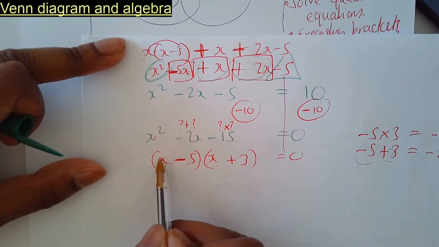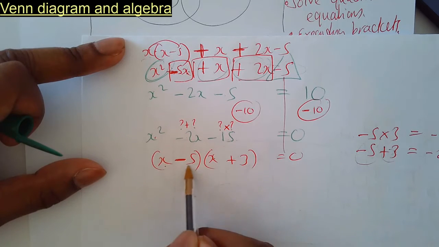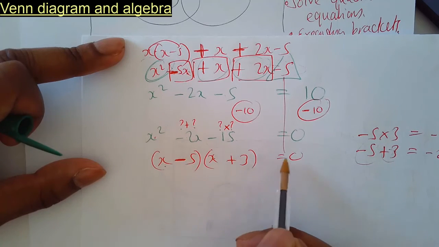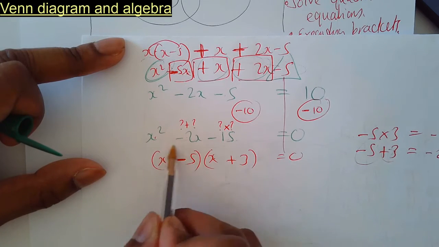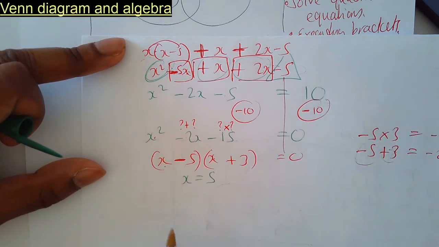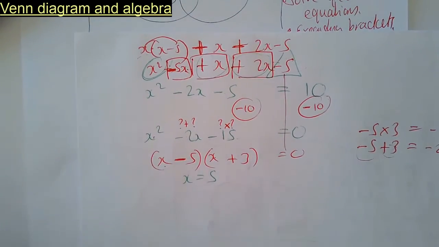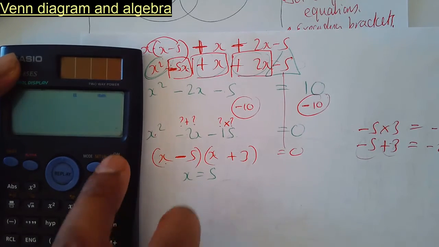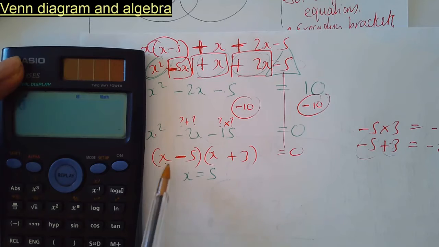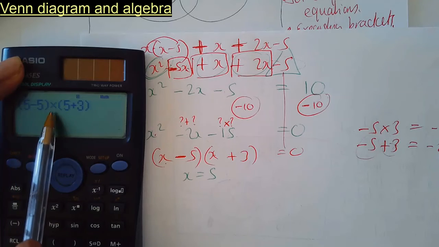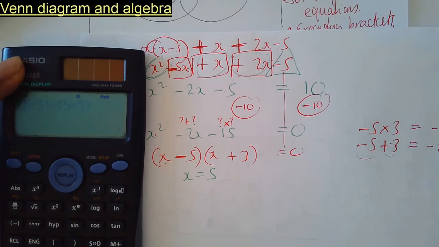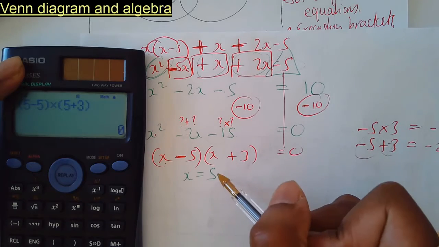Okay, so what value of x will make this 0? Because you know 0 times something gives you 0. The value of x that will make that 0 is x equals 5. Let me show you. If I now substitute the 5 in here, replace x with 5. 5 take away 5, obviously that's going to be 0, multiplied by, replace x with 5, now that's going to be 0 times something. 0 times anything is going to be 0. There you go, 0. So that's one of the numbers.